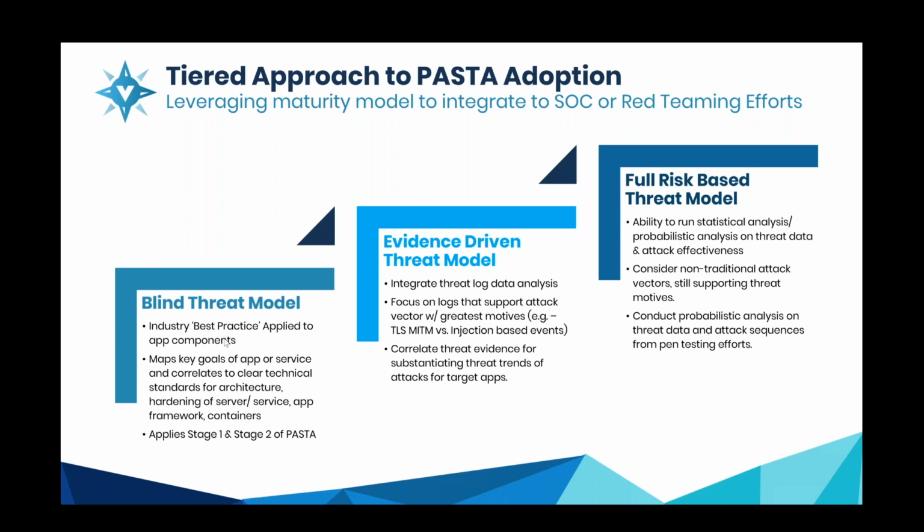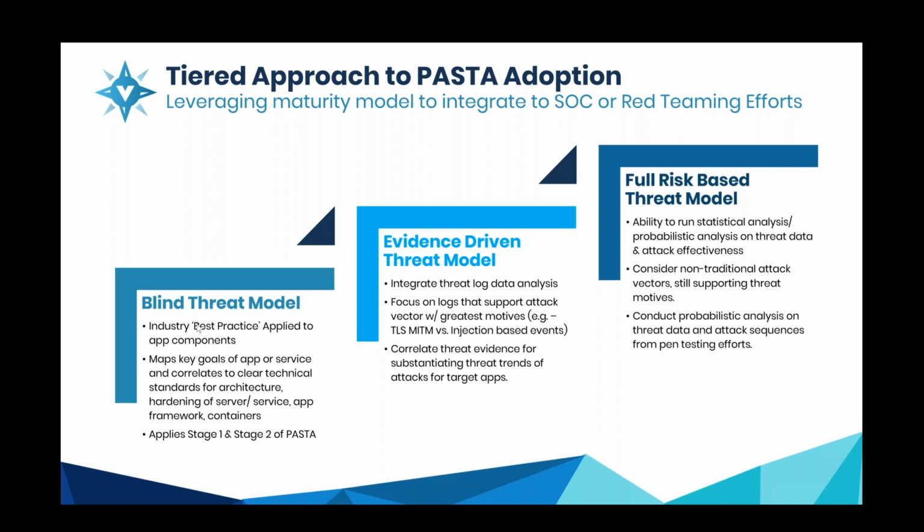And step one of PASTA says, listen, I align to multiple frameworks that are best practices, maybe ISO, maybe some hardening guides from my cloud service provider, CIS benchmarks. I mean, there's obviously a ton of different things that you can align your infrastructure hardening, system hardening, cloud best practices, et cetera. So in doing that, you can basically establish what I call a blind threat model.